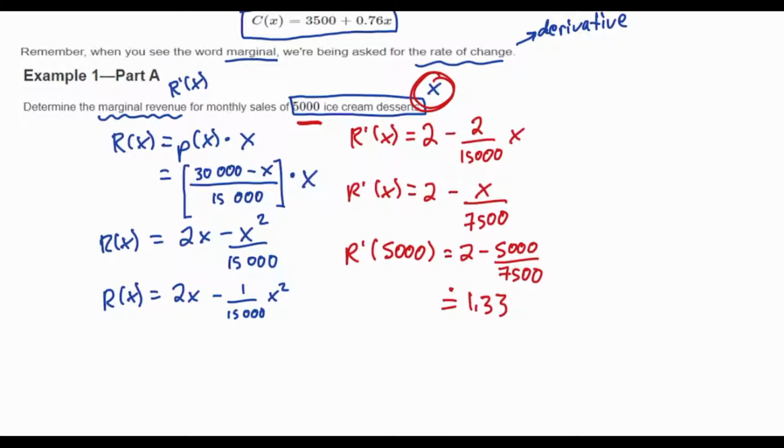So therefore, marginal revenue. Remember, it's a word problem. We should write out our concluding statement and make sure we've actually answered the question being asked. So therefore, the marginal revenue is $1.33 per ice cream dessert.